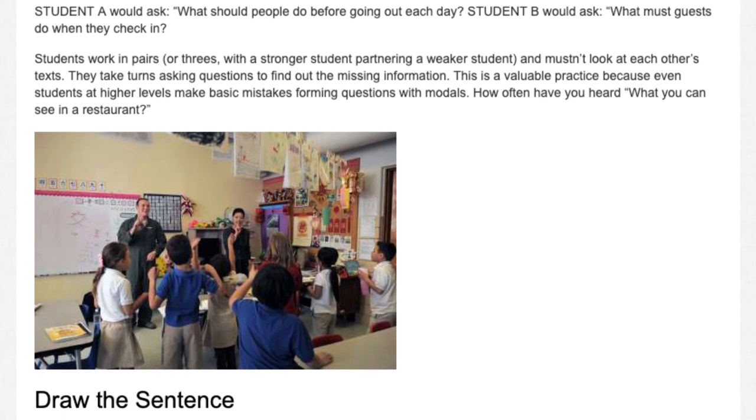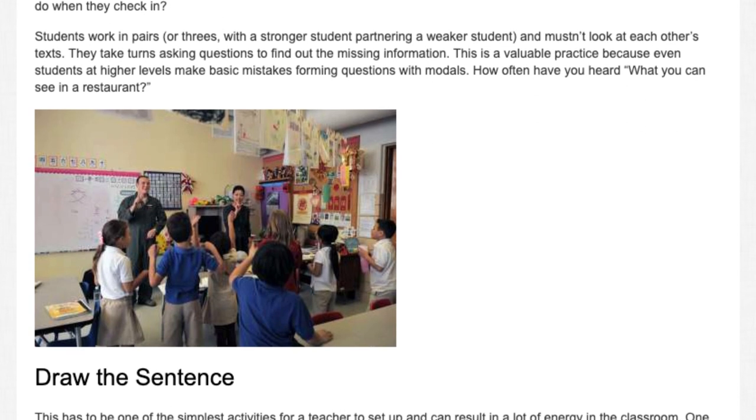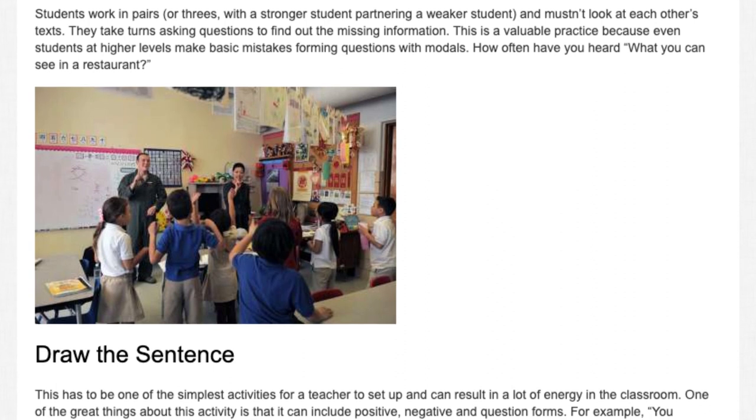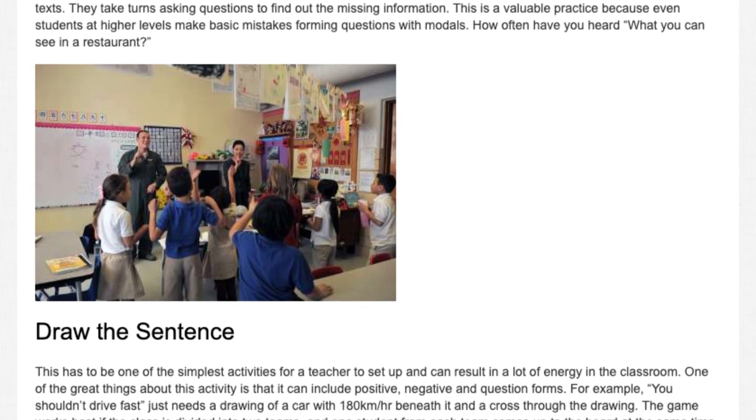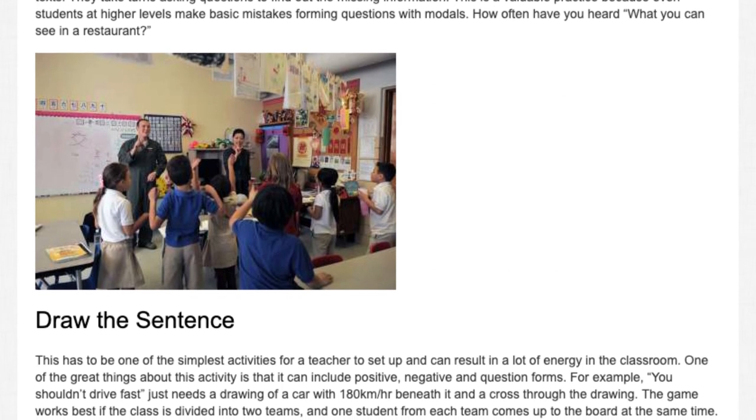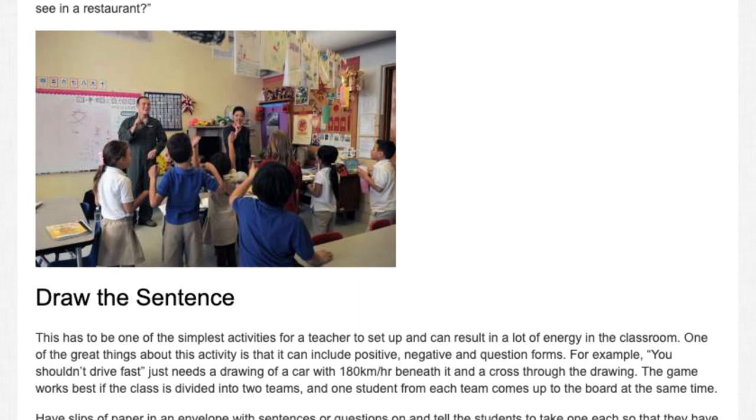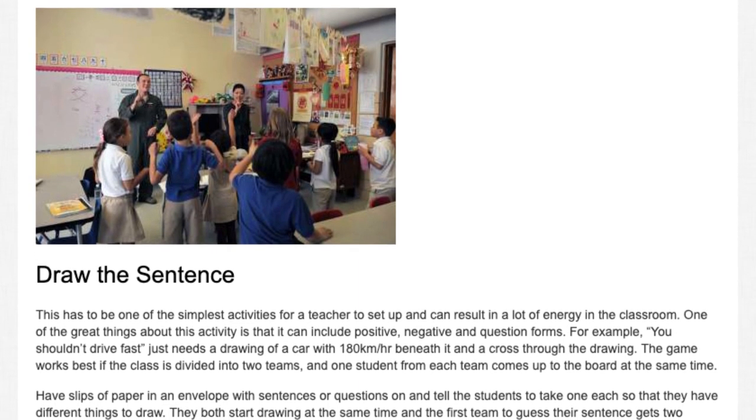Students work in pairs or threes, with a stronger student partnering a weaker student, and mustn't look at each other's texts. They take turns asking questions to find out the missing information. This is a valuable practice because even students at higher levels make basic mistakes forming questions with modals. How often have you heard, what you can see in a restaurant?